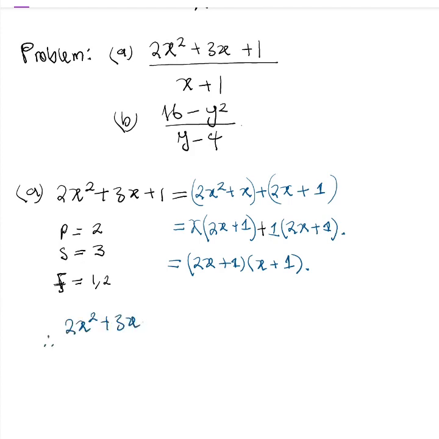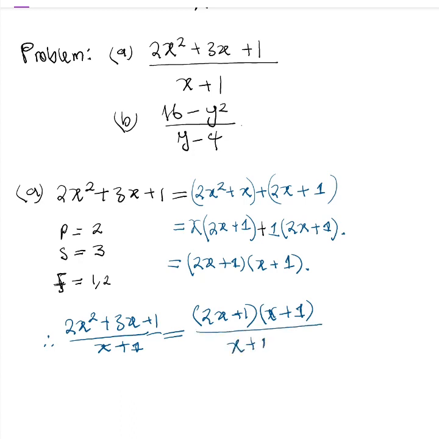We can write, therefore, 2x squared plus 3x plus 1 over x plus 1 is equal to, in the numerator, I write 2x plus 1, x plus 1, everything over x plus 1. Realize that x plus 1 and x plus 1 is common, right? So therefore, this whole thing simplifies to 2x plus 1.